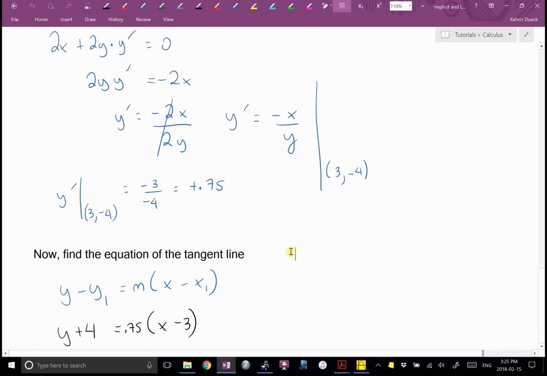Negative reciprocal. Not just flip it. Let's change the sign. So that's going to be still y plus 4 and still x minus 3. To flip it, I would go back to the fraction here. This is really 3 over 4. Negative reciprocal, negative 4 over 3.